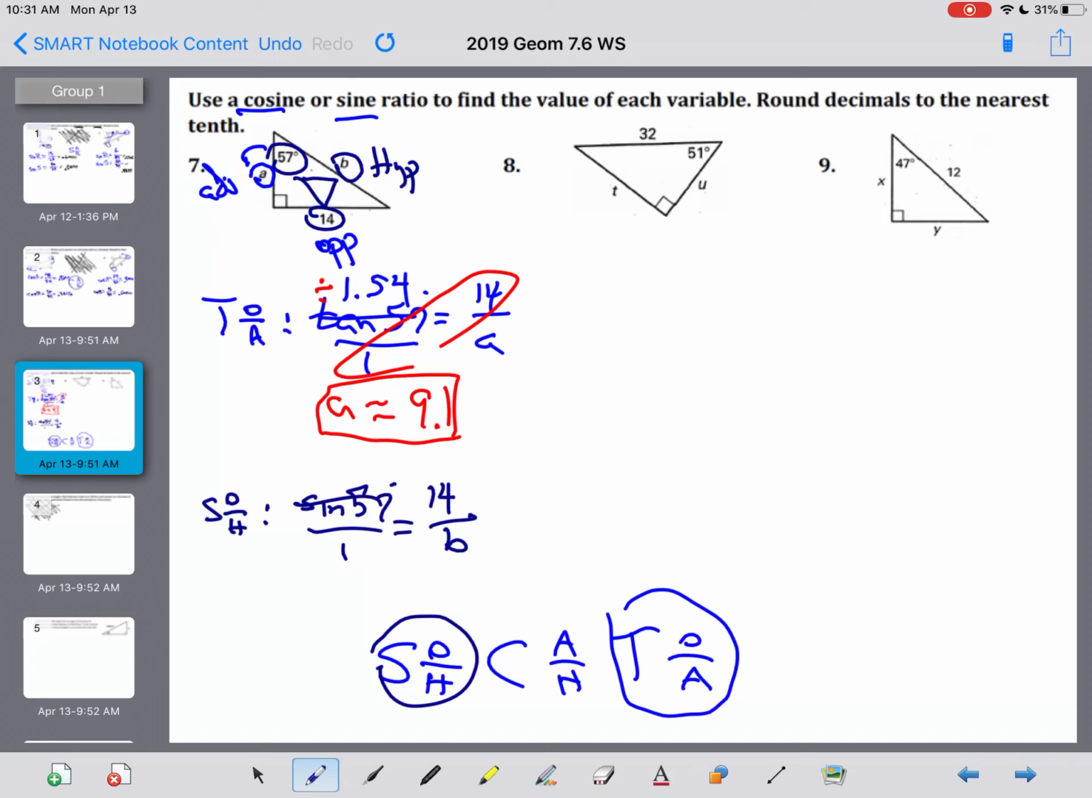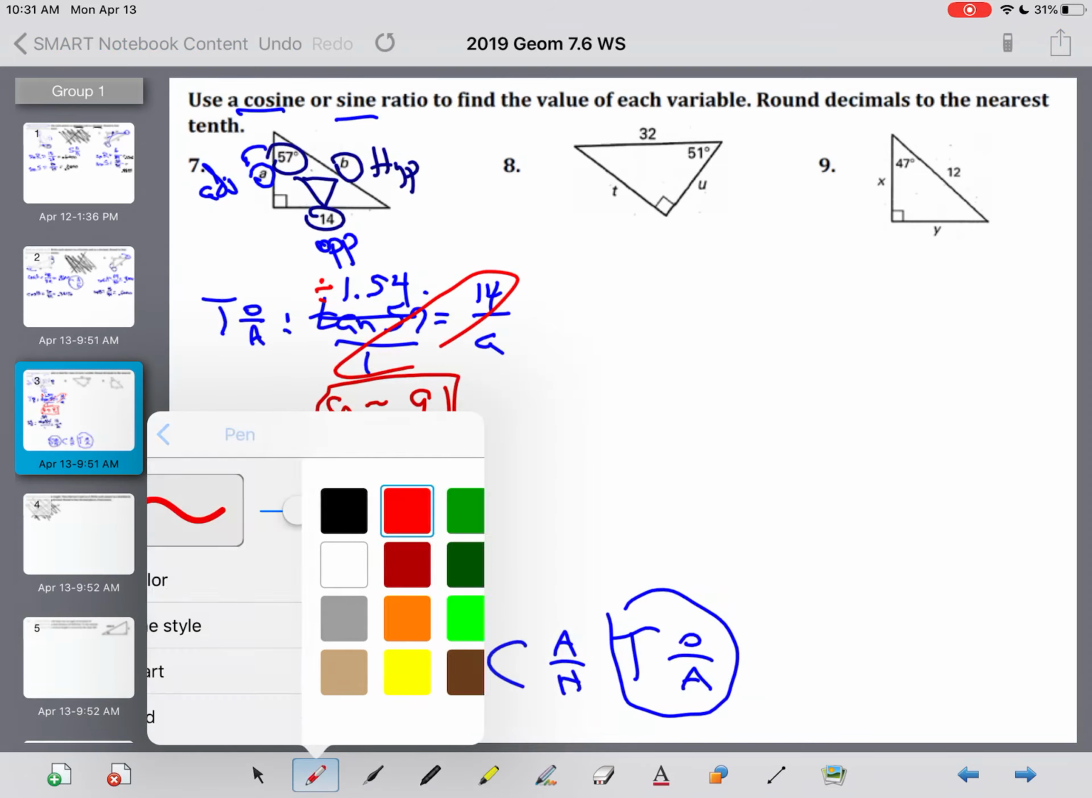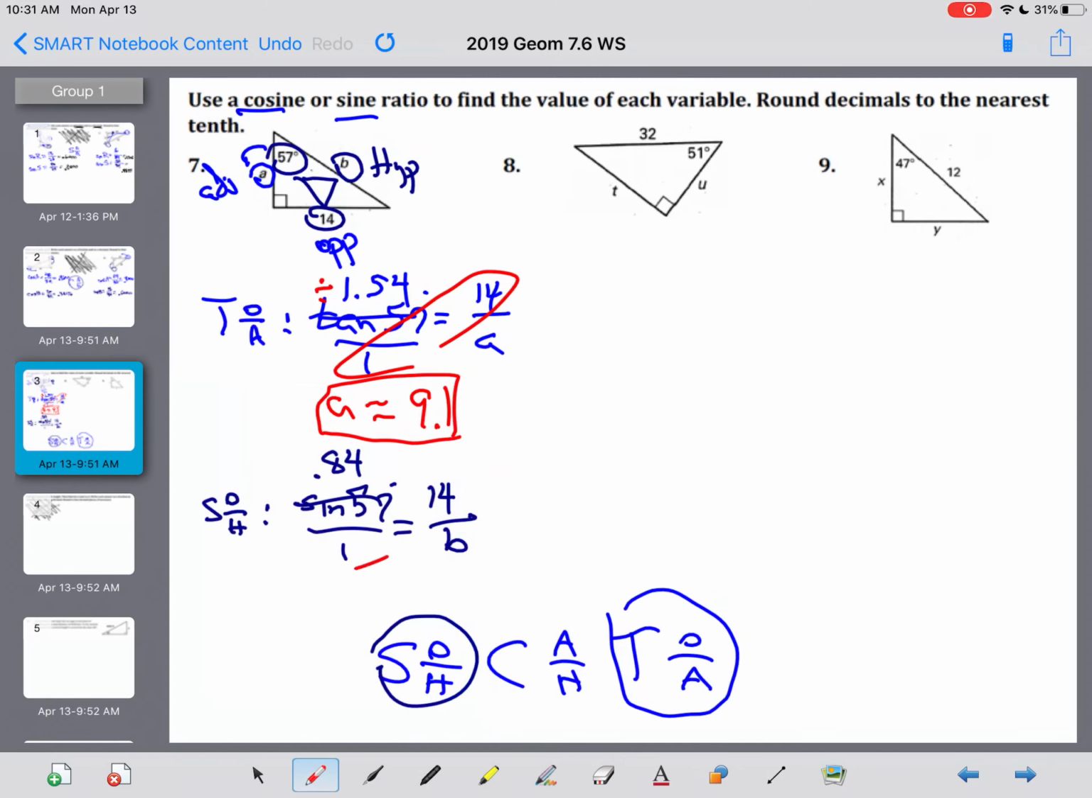Sine of 57 is 0.84. And again, switching over to my red proportion, I'm going to get this divided by 0.84. So b is going to be 14 divided by 0.84. So I get 16.7 for that. Okay. So again, it takes a bit of work here.